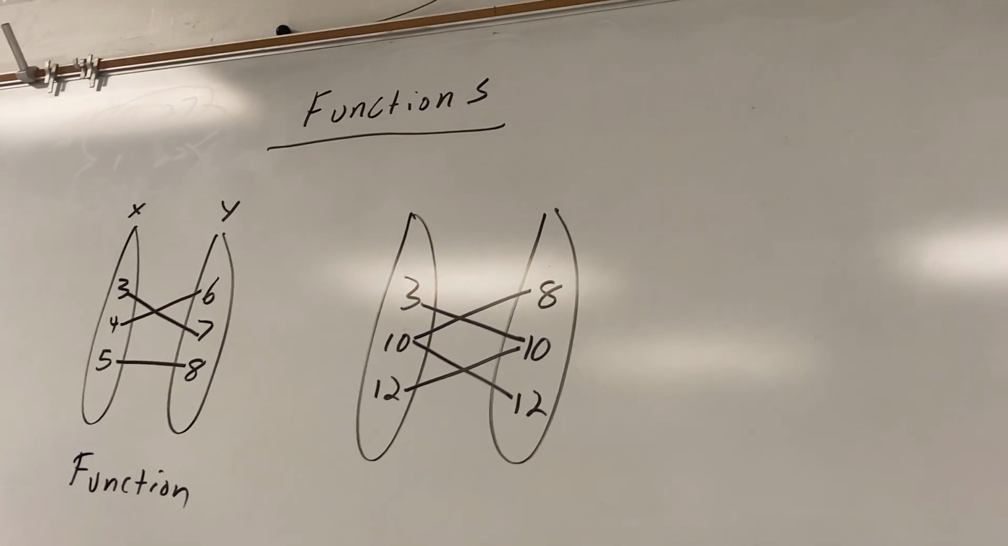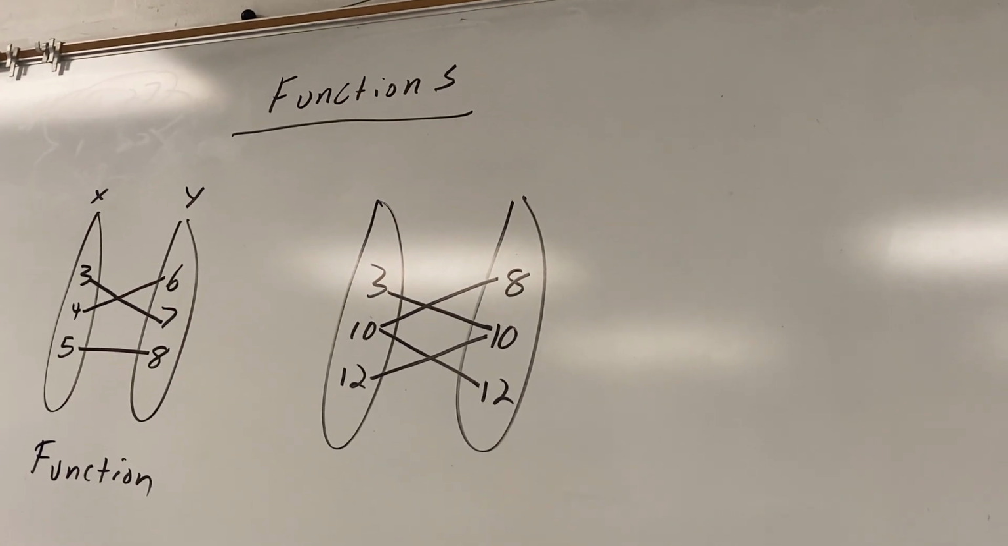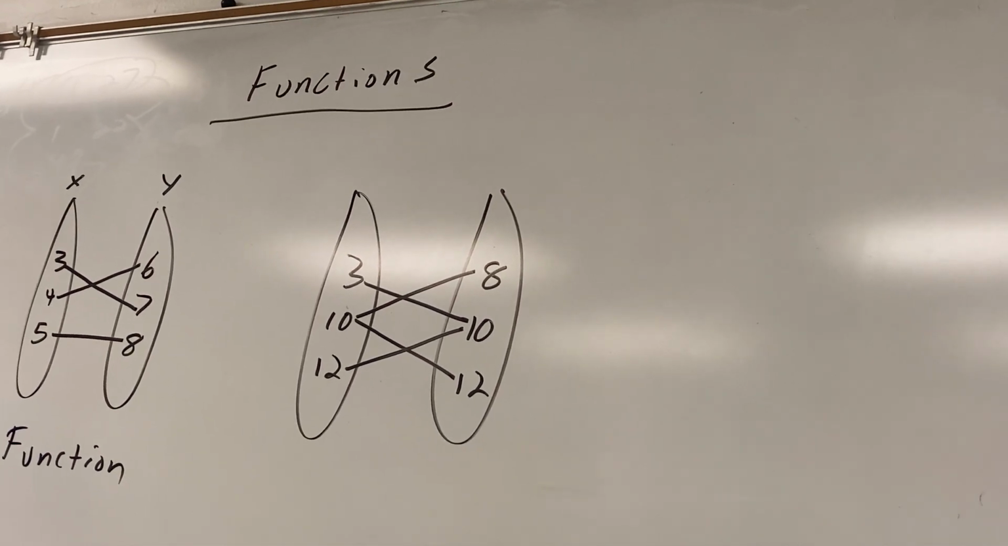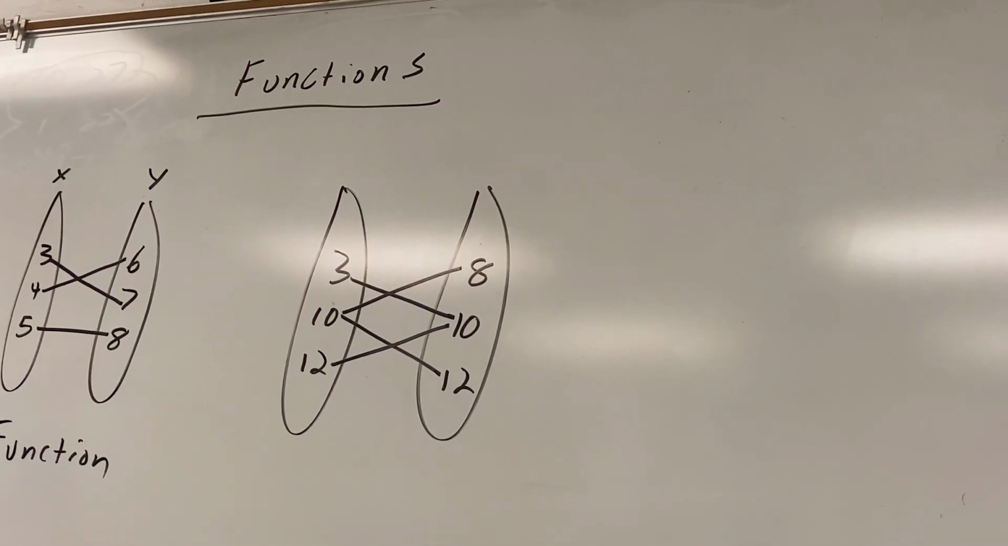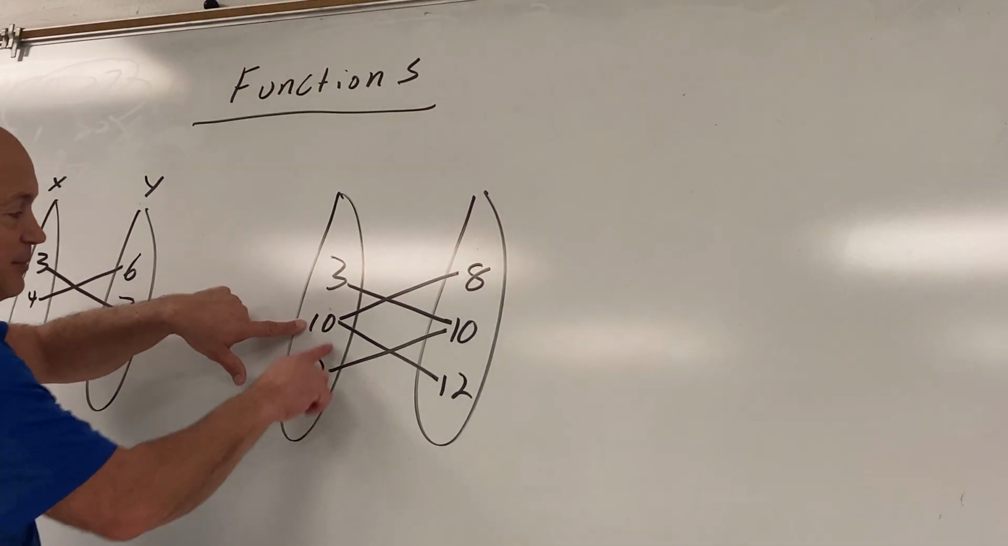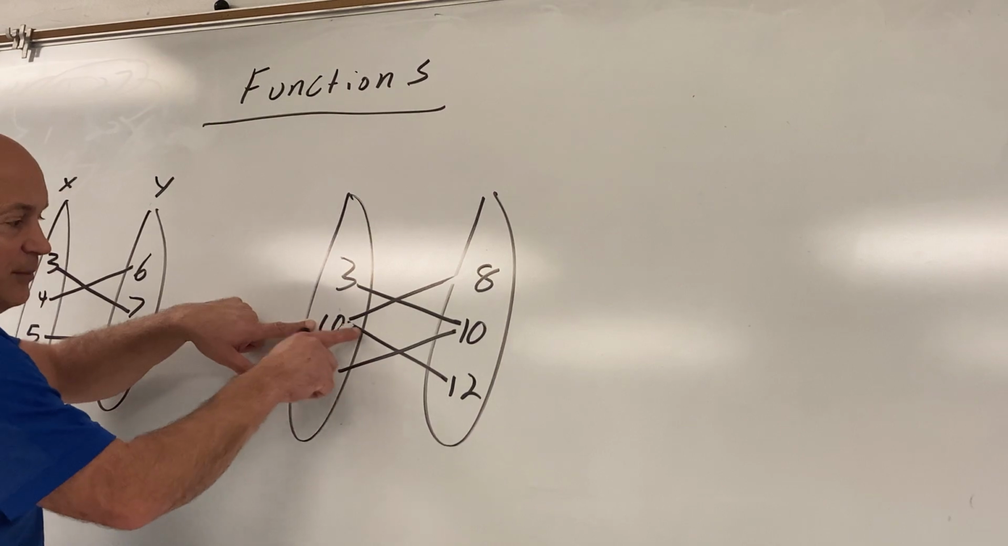Okay, take a look at this one. Is 3 cheating? No. Her boyfriend's number 10. What about 10? Is she cheating? Yeah. 10 has 2 boyfriends. Who's her first boyfriend? 8. Who's her second boyfriend? 12.